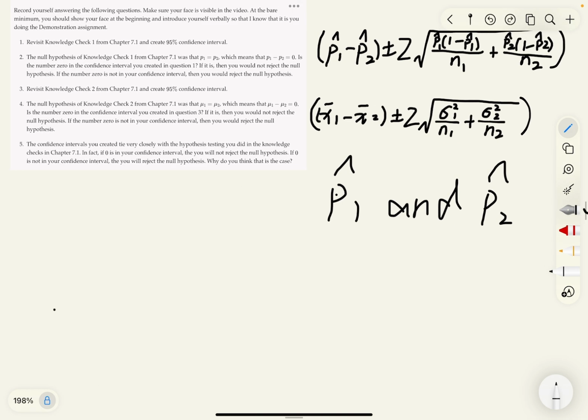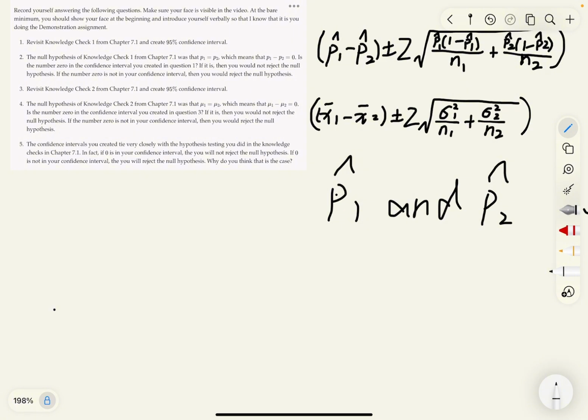For question 2, the null hypothesis of knowledge check 1 from chapter 7.1 was that P1 equals P2, which means that P1 minus P2 is equal to 0. Is the number 0 in the confidence interval you created in question 1? If it is, then you would not reject the null hypothesis. If the number 0 is not in your confidence interval, then you would reject the null hypothesis.